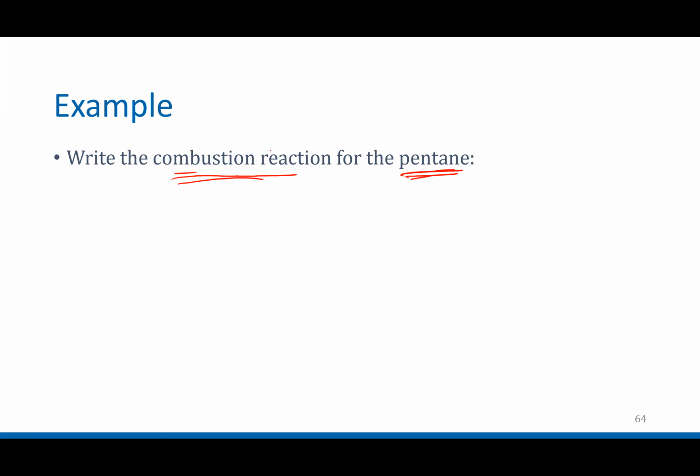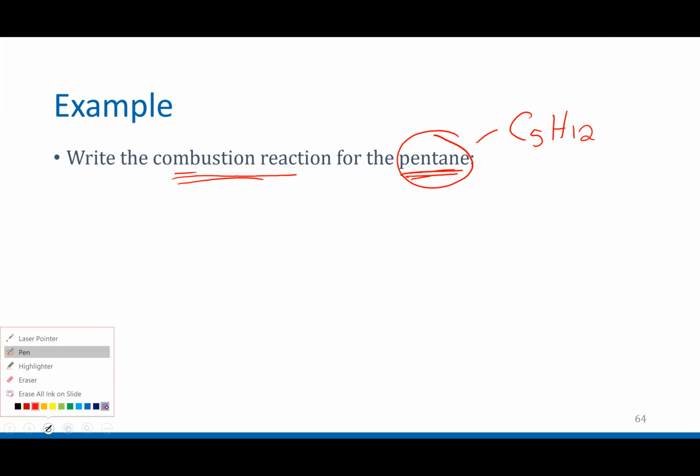All right, so the combustion reaction for pentane. Okay, so step number one here is you have to actually figure out, well, what is the chemical formula for pentane? Well, pentane is a 5-carbon chain. So I know the formula is C5H12. That formula is CnH2n+2.